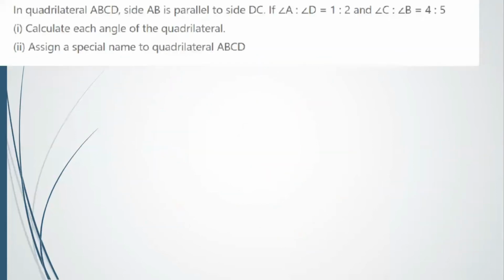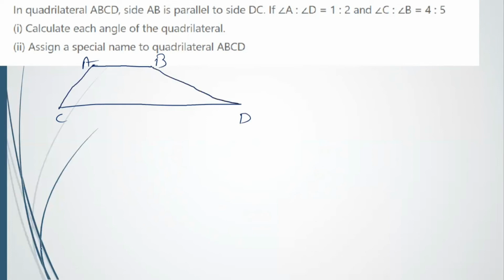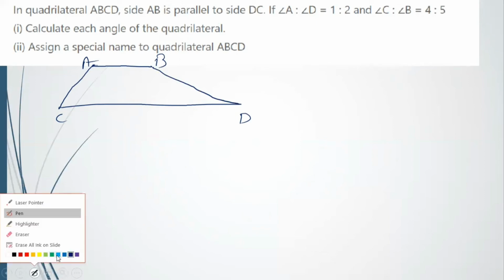In a quadrilateral ABCD, side AB is parallel to CD, and the ratio A is to D is 1 is to 2, and C is to B is 4 is to 5. So there are two different ratios given. Since AB is parallel to CD, I get this quadrilateral. A quadrilateral is a four-sided polygon. Now, they have given us the angles in a particular ratio.